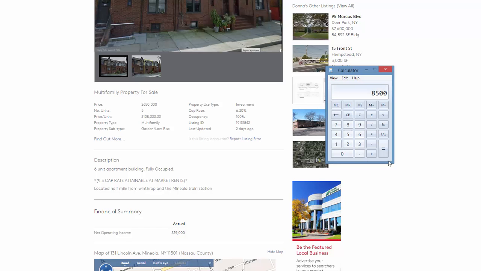Like anything, it says 9.3% cap attainable at market rents. So you'd go in here and see what people are paying. You go to apartments.com, see what people are paying for rentals in the area, do the comps, and if it really is below market, do the calculation of what you could get if you raise the rents on the property, and calculate it out, and that's how you can figure out what you can afford.